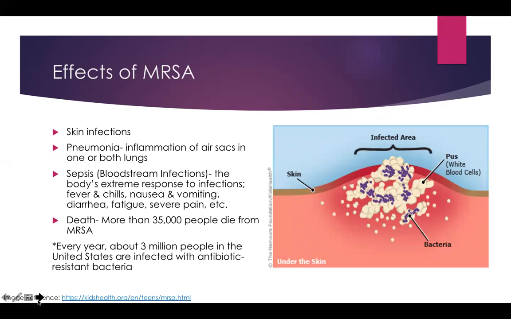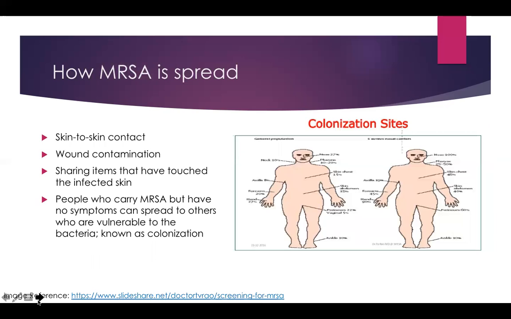There have been more than 35,000 people die from MRSA, and every year about 3 million people in the US are infected with an antibiotic resistant bacteria. So, how is MRSA spread? Skin to skin contact is the most likely way.